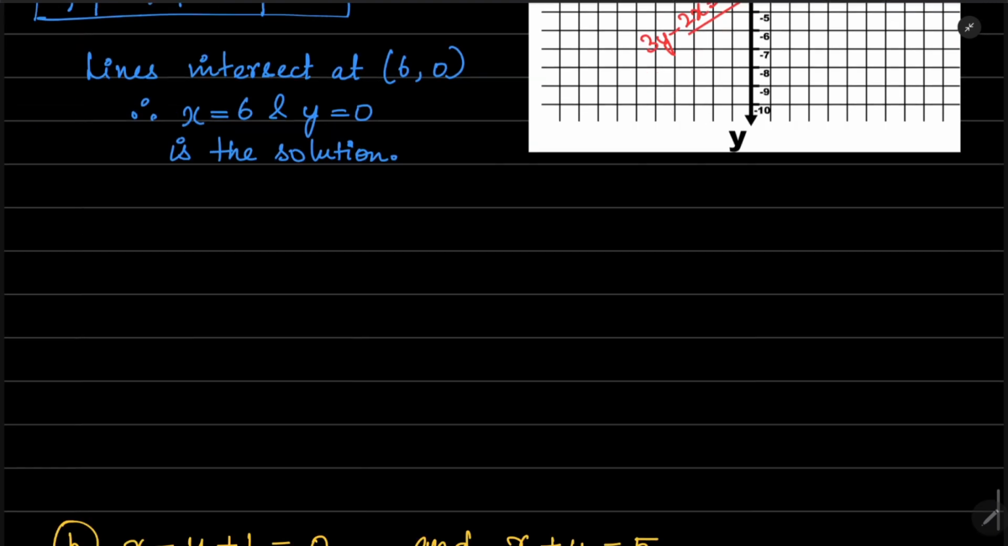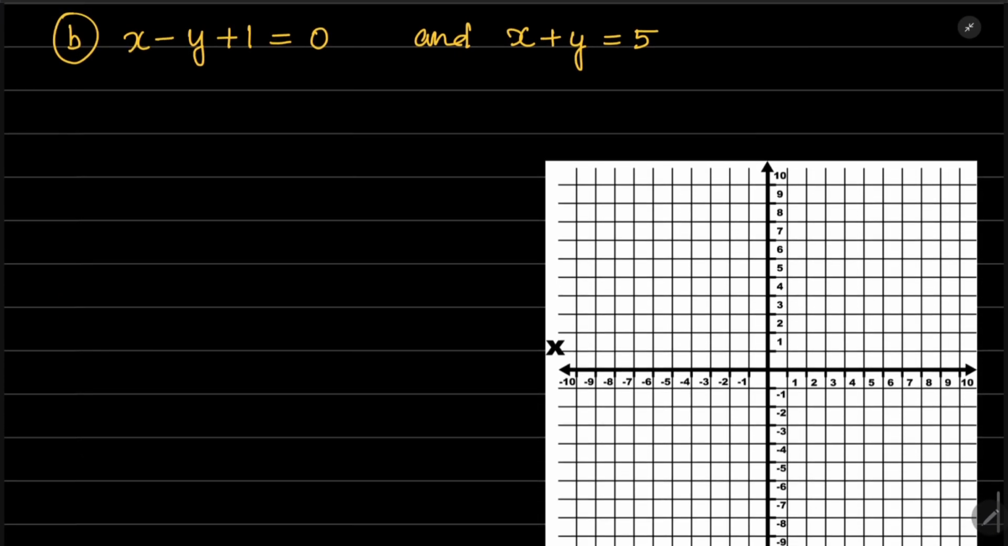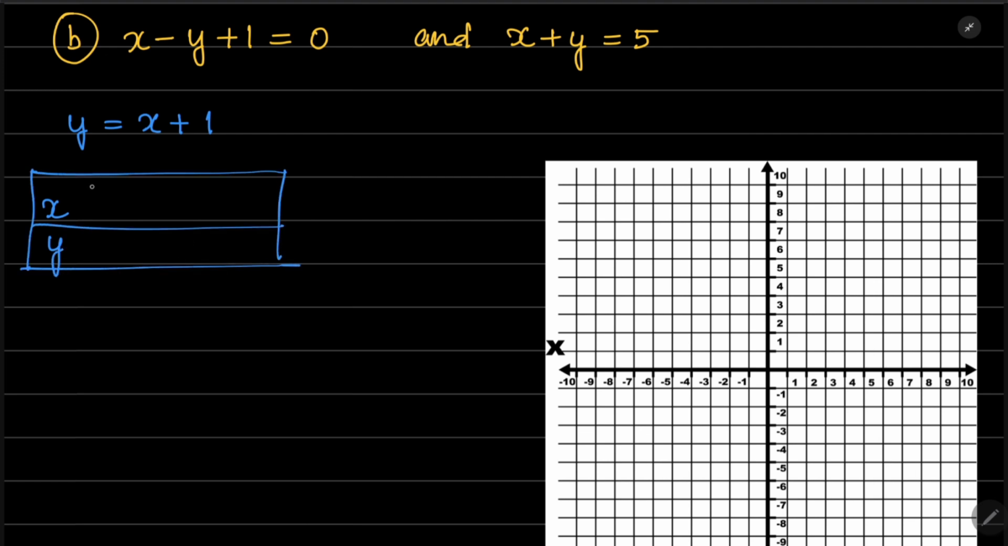Now let's move on to the next question. The next question is also similar: you have to solve the pair of equations graphically. So let's go ahead and get the coordinates. So what is y equal to? If you take y to the RHS side, y will be equal to x plus 1. So let's find out the different values of x and y here.